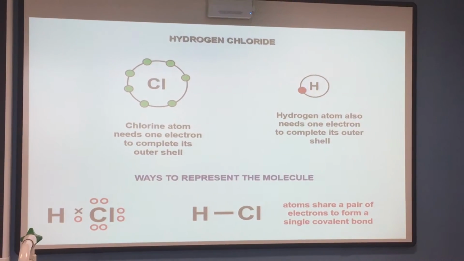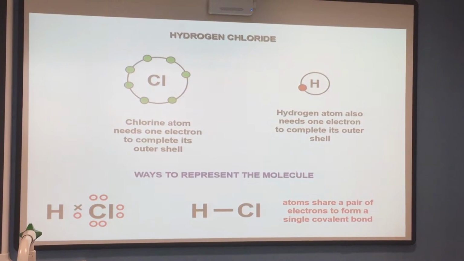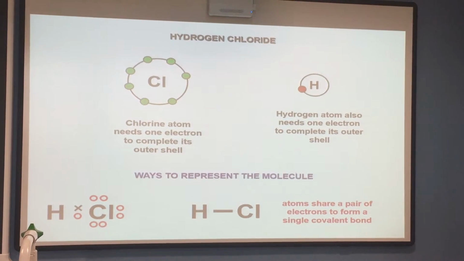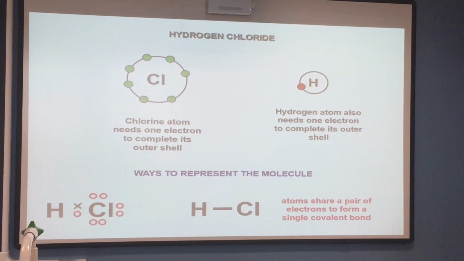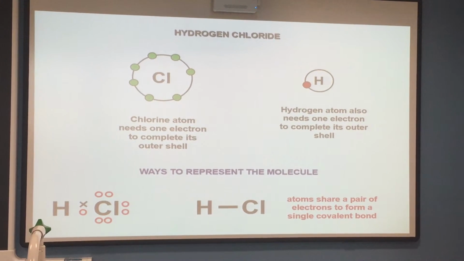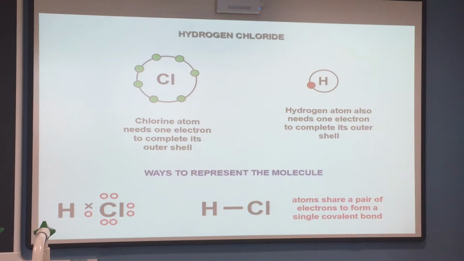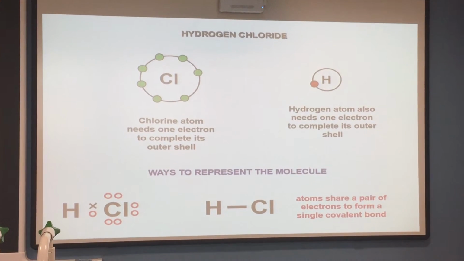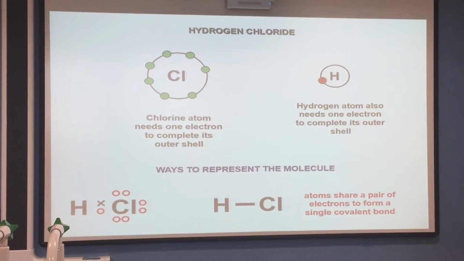So again, there's a couple of different ways you can show it. You can do it with the dots and crosses, or just with a line in between them. Okay, so it's just about sharing. So it's not like those ionic bonds we were talking about. This is sharing electrons so that they have full outer shells.